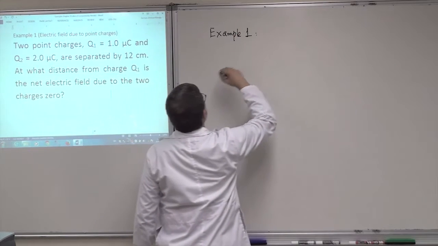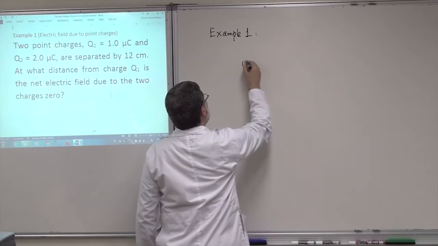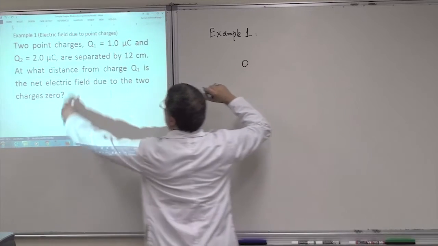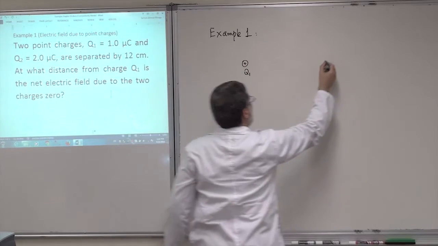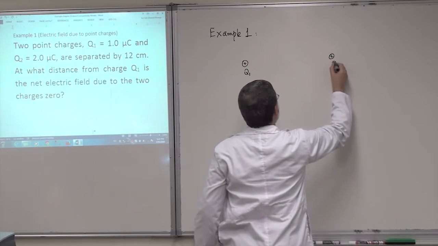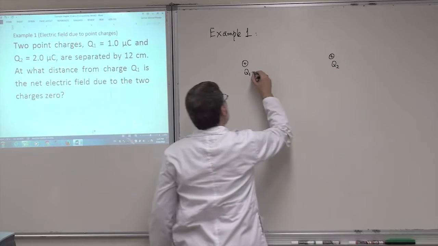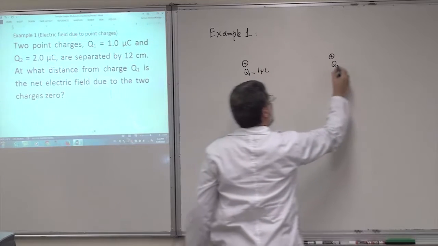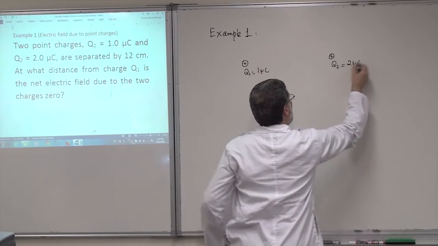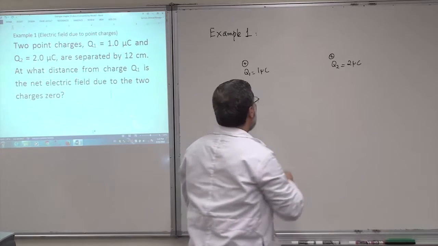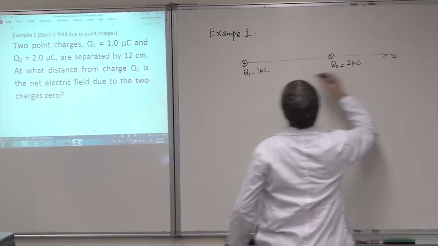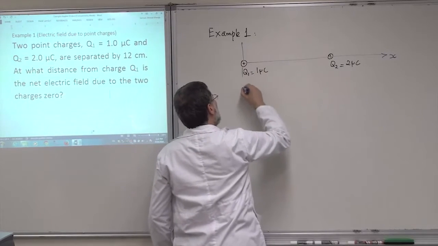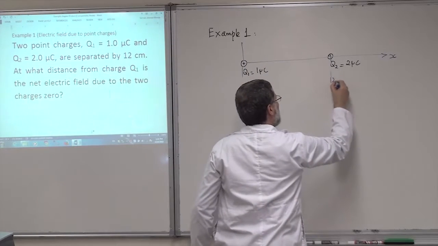Electric field due to point charges. So I have 2 charges, and both of them are positive. So I have plus Q1, and then I have another charge here, plus Q2. This is 1 microcoulomb, and this is 2 microcoulomb, and they are separated by a distance of 12 centimeters. So I take this as my x-axis. If I take this as my origin, this will be 12 centimeters here.